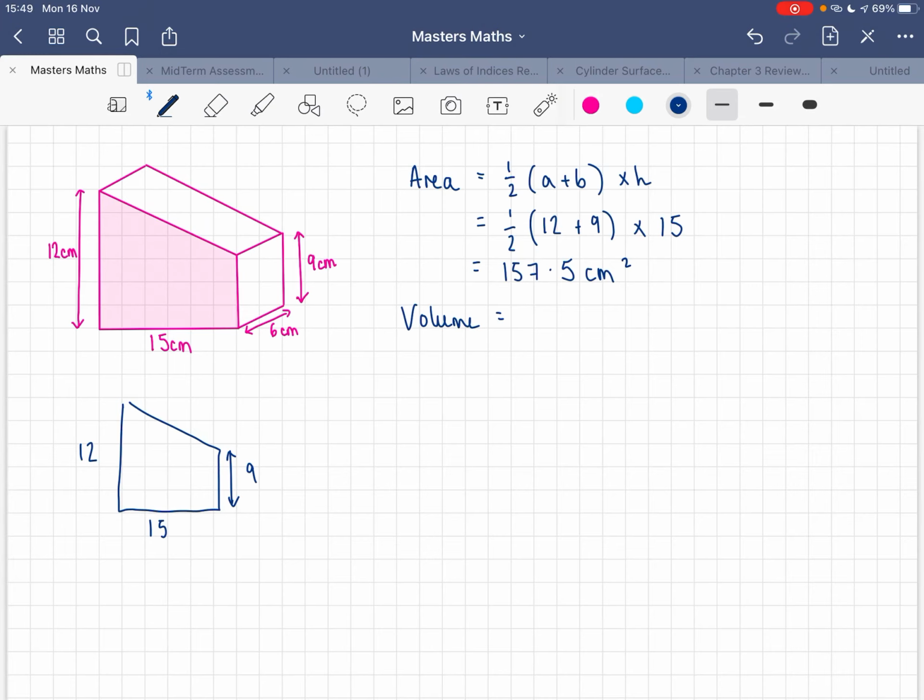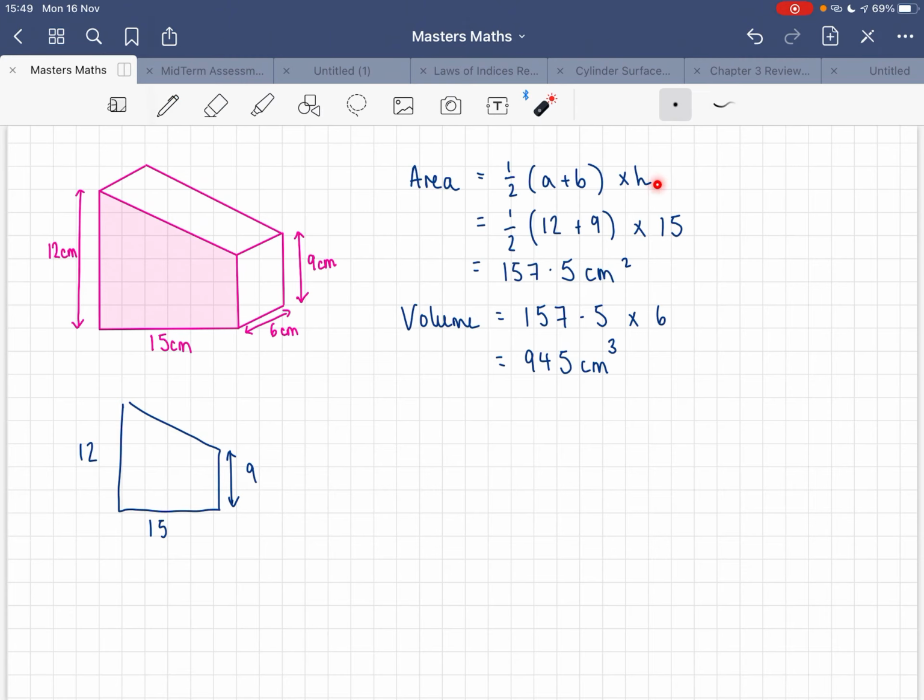Then to find the volume, we multiply that by the length, which is 6. So 157.5 multiplied by 6 gives you a volume of 945 centimetres cubed, sorry, because it's volume. Cubed for volume. And that's it.